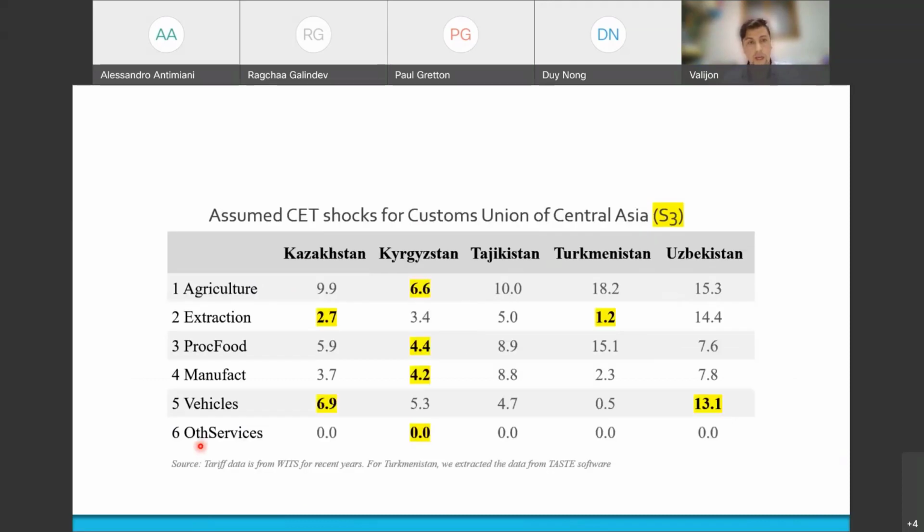And scenario 3 assumed a common external tariff, because when you form a customs union, you have to have a common external tariff. Because Kyrgyzstan is the most liberal country in Central Asia with the lowest tariffs, I assumed the Kyrgyzstan tariff as the common external tariff. But because Kyrgyzstan doesn't have any gas or oil, for extraction I took Kazakhstan and Turkmenistan, which are the biggest gas and oil producers, and took the average of their tariffs. And for vehicles, because only Uzbekistan and Kazakhstan produce cars and vehicles, I also took the average of their tariffs. These tariffs will be applied as a shock and considered the common external tariff for the customs union of the Central Asian countries in scenario 3.